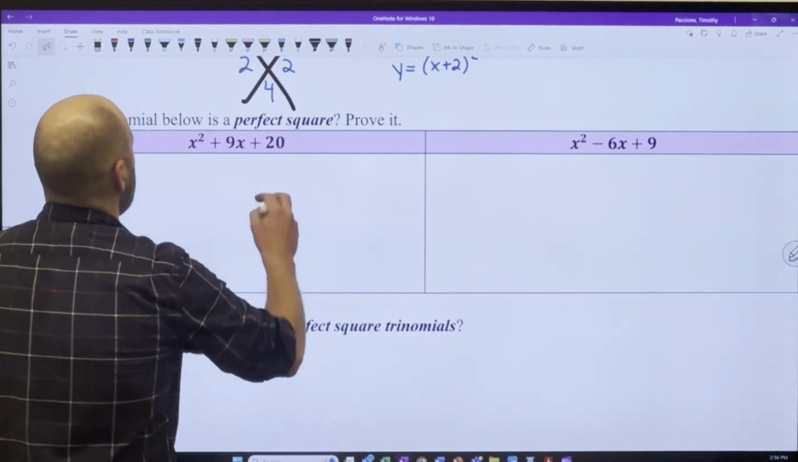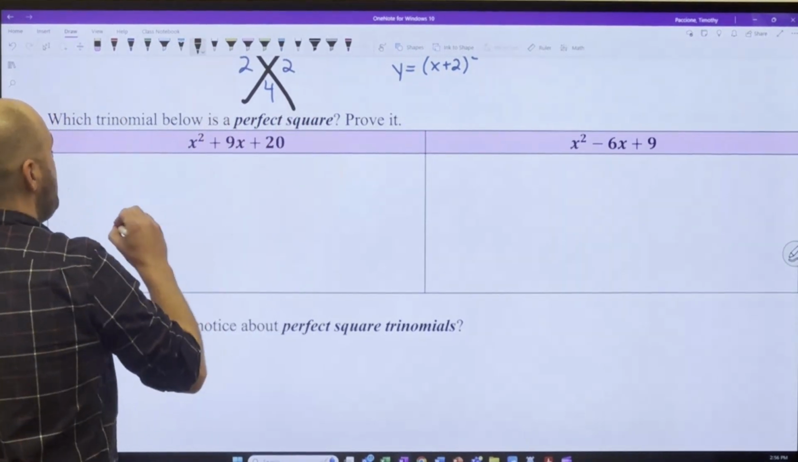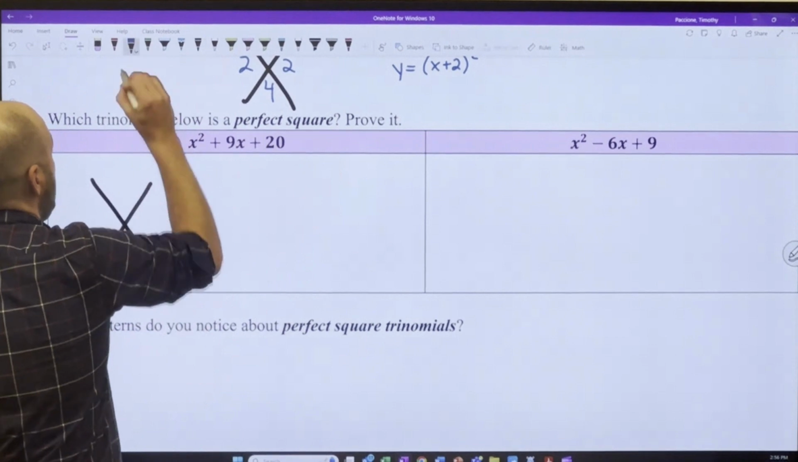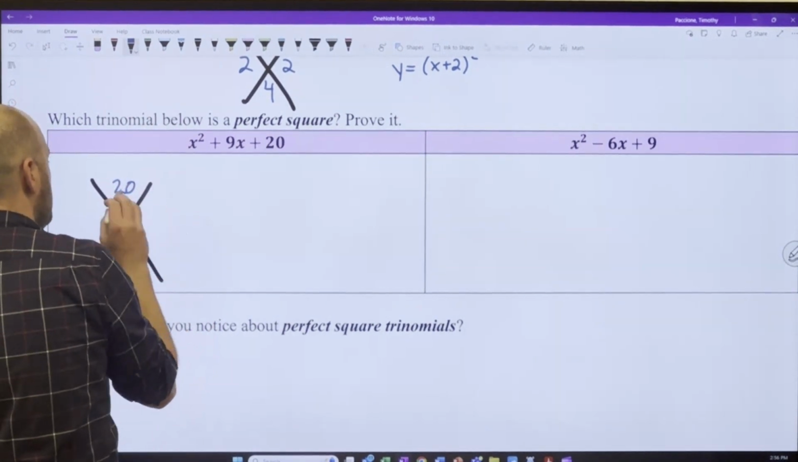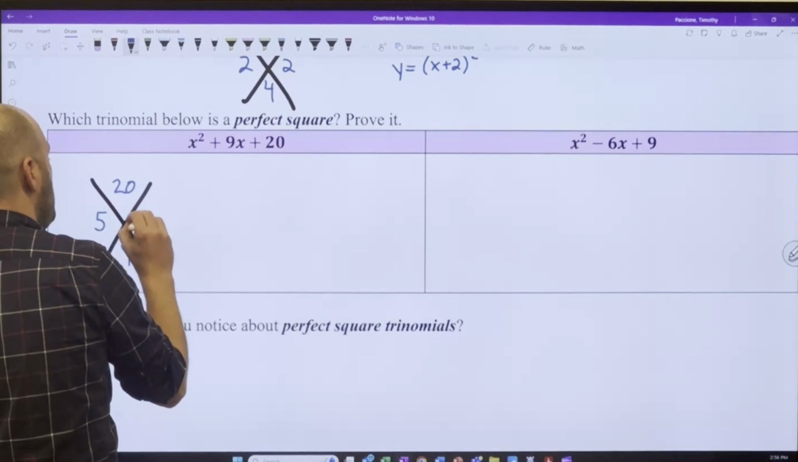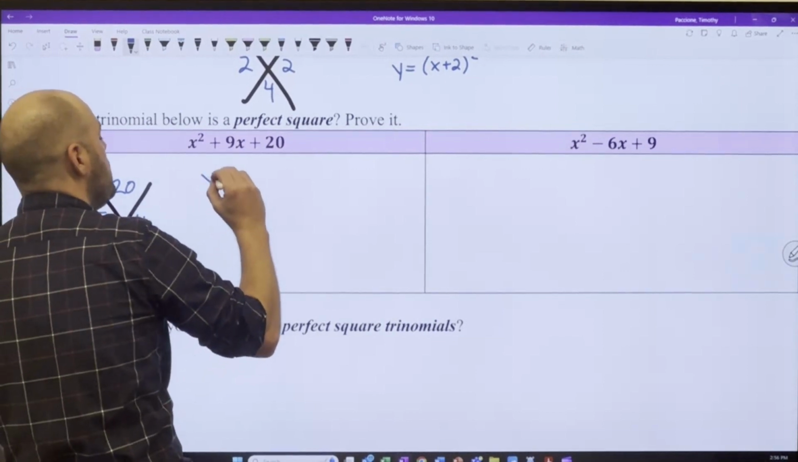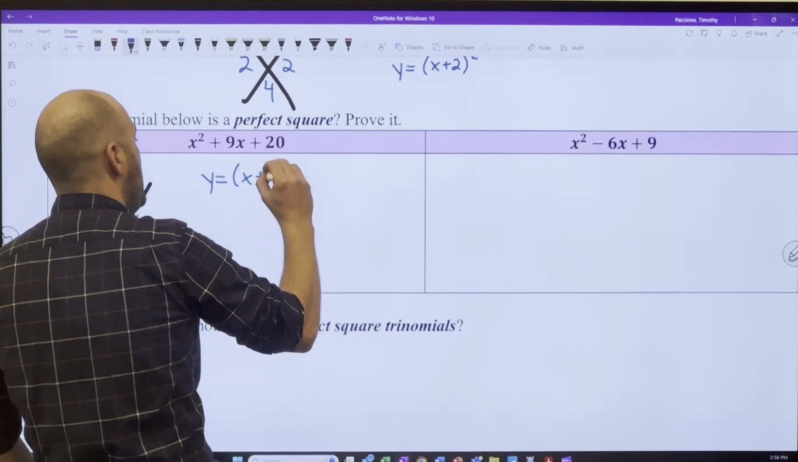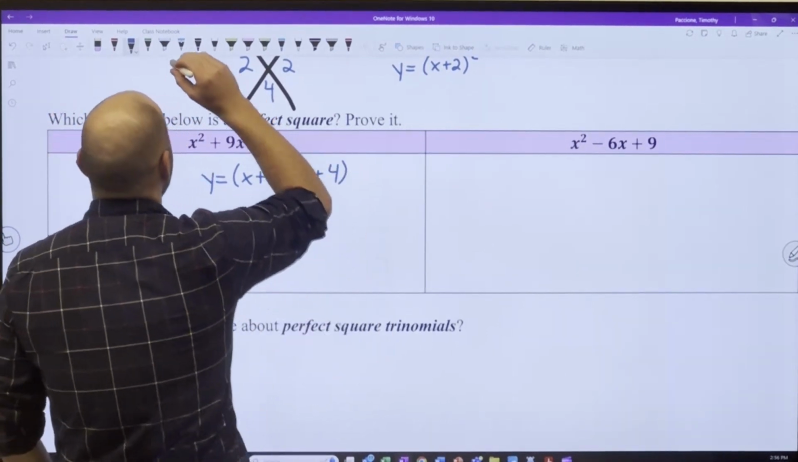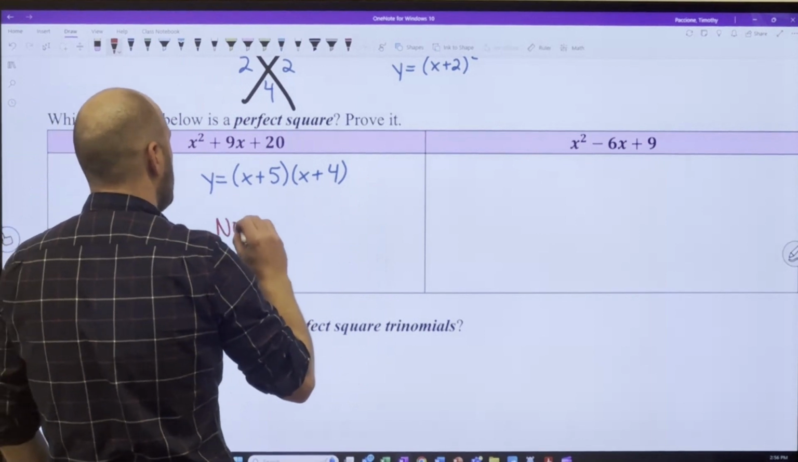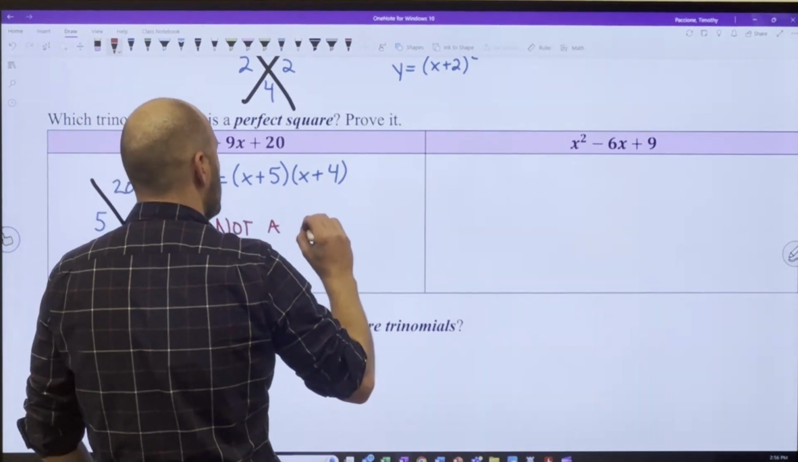All right, so I'm going to start doing it up here. If I magic x this first one, I would have 20 and 9. Two numbers that multiply to 20 and add to 9, that's 5 and 4. So this becomes y equals x plus 5, x plus 4, and that is not a perfect square.